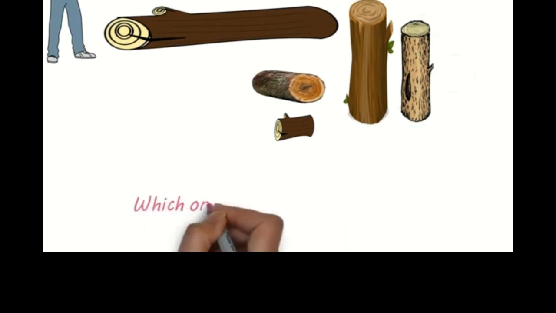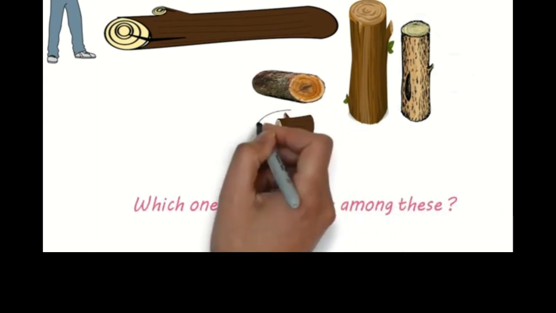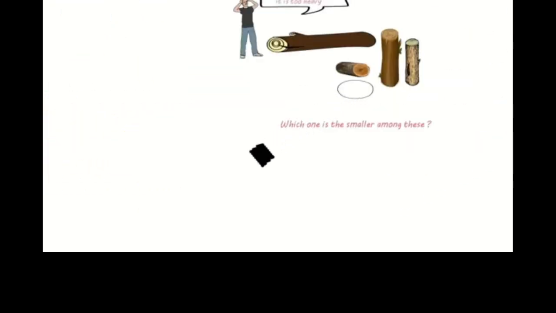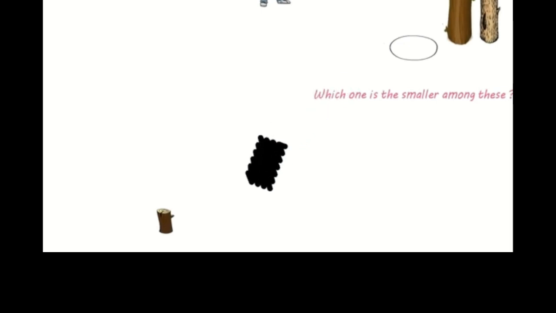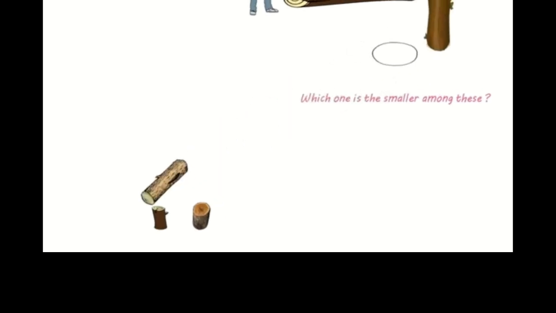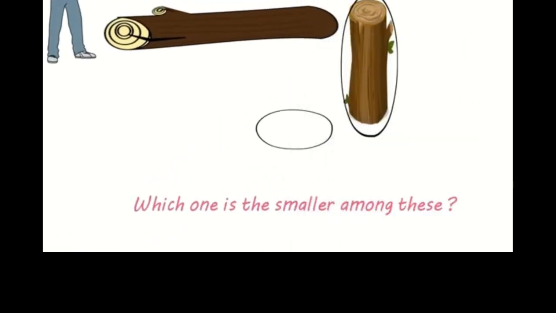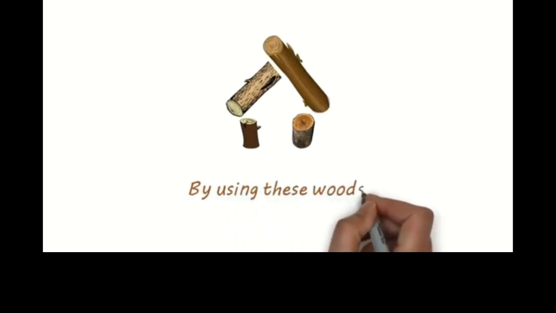Exactly. So among these, which one is the smallest? This one, which I'm making a circle around right now. Yeah, you take this first. Then you go for a second one, which is the second smallest in this group. Then you go for the third one, and lastly the fourth one. So this is how you sorted them and made your hut.